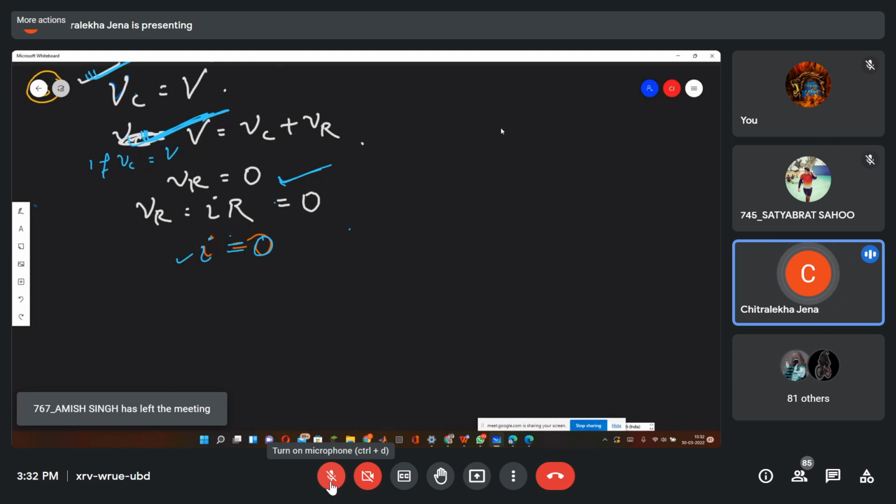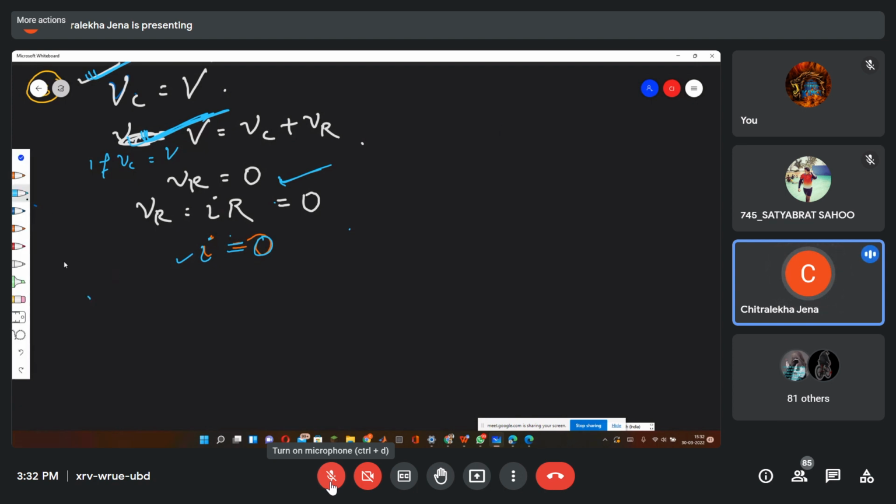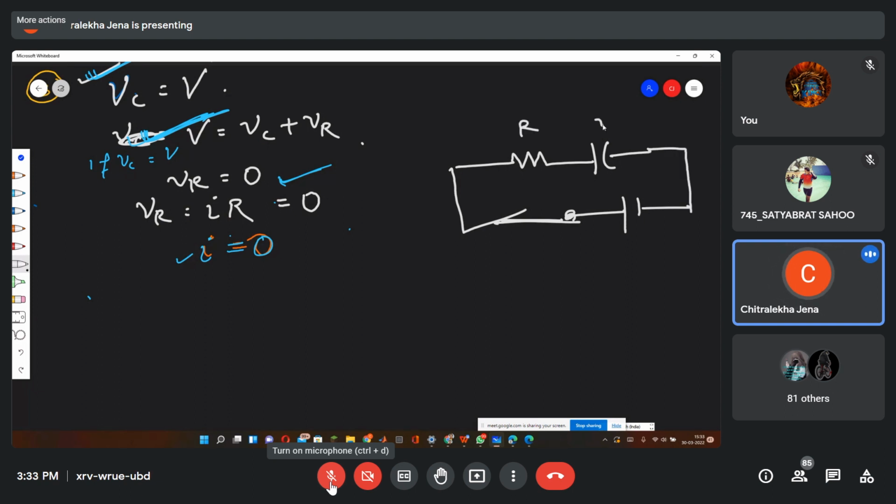get fully charged, there will be no current in the circuit. Why? Because once the capacitor is fully charged, here you see the circuit again I am drawing. This is your resistor and capacitor. This is your switch, closed for a long time. This is your supply voltage. This is your R. This one is your C. Once the capacitor gets charged to the supply voltage V, when VC will be equal to V, then what will happen? It will behave as an open circuit.